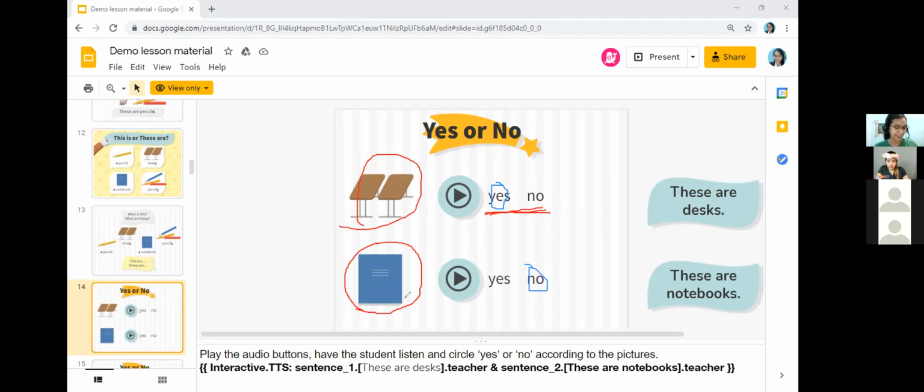Good job. Okay. Ina. One, two, three. These are pencils. Yes? No. Yes. Good job. These are pencils. Ina. One, two, three. This is a notebook. Yes. No. Well done, Ina. Look, ice cream.